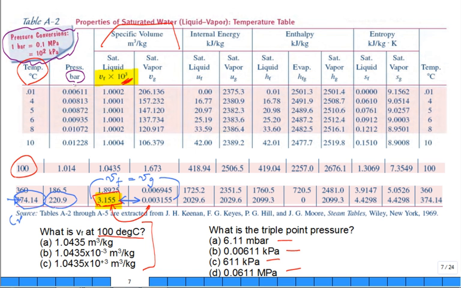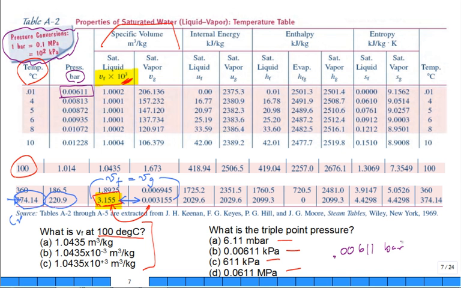So if I look at it, isn't this the pressure that I'm interested in? Isn't that the triple point pressure? Yeah, it is. So I wish the answer would have been given as 0.00611 bar. You'd have said, there it is. But we changed it up a little bit, made it hard.